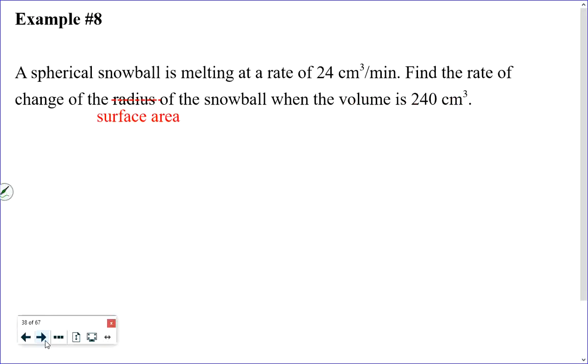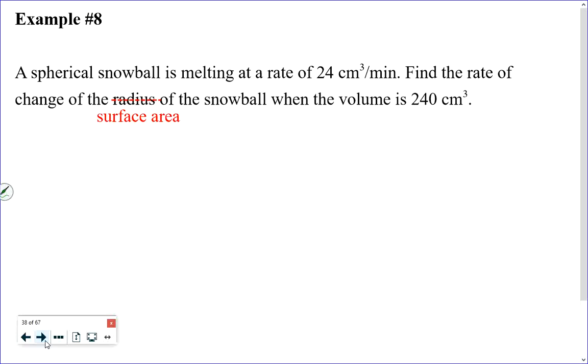And rather than asking what is the rate of change of the radius of the snowball when the volume is 240 cubic centimeters, let's find out what the rate of change of the surface area is. Why not? I'm challenging us here because finding a formula connecting volume and radius is easy. Finding a formula connecting surface area and radius is easy. Finding a formula connecting area and volume is not easy.